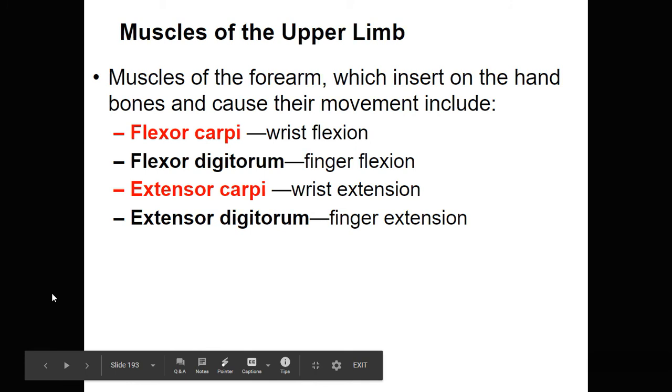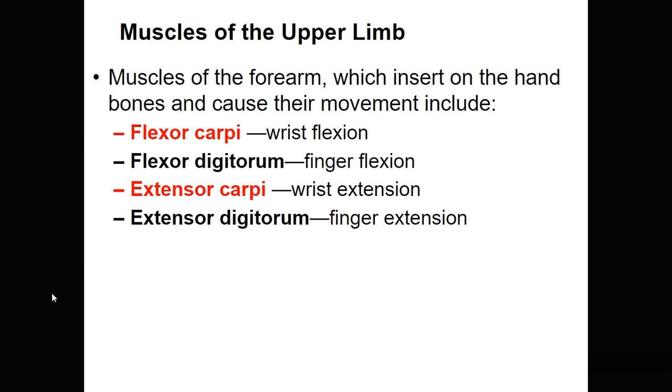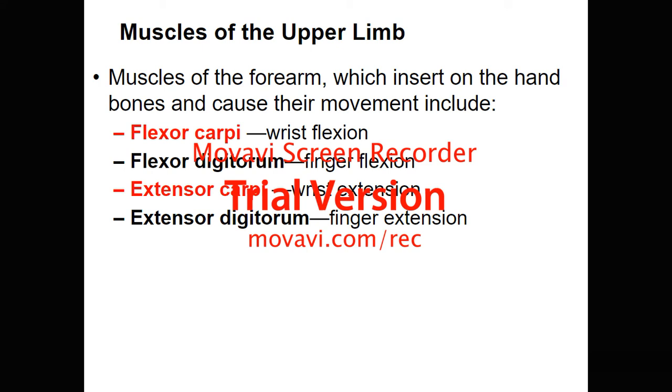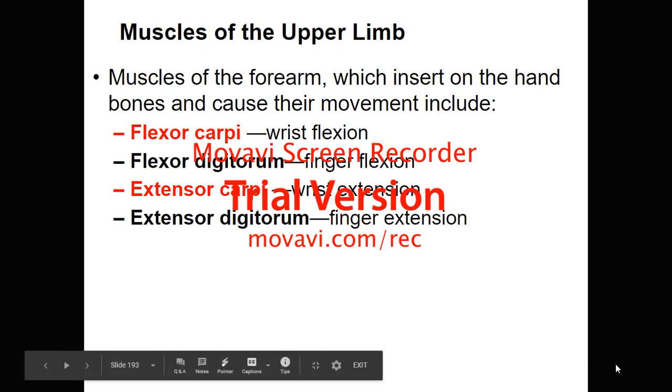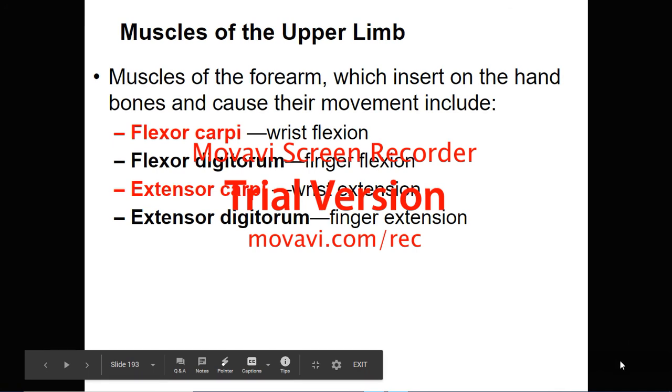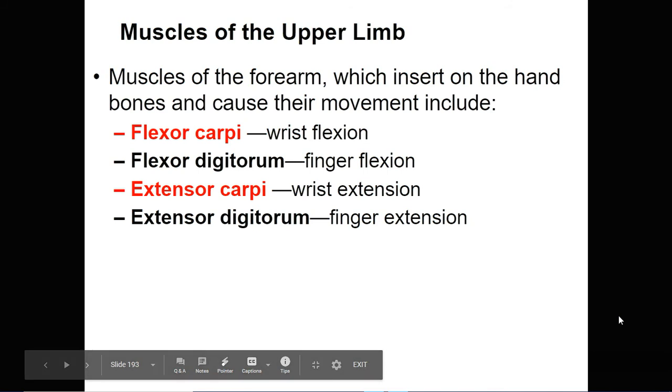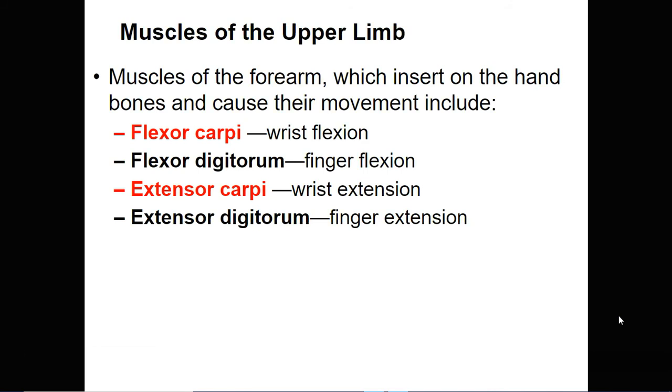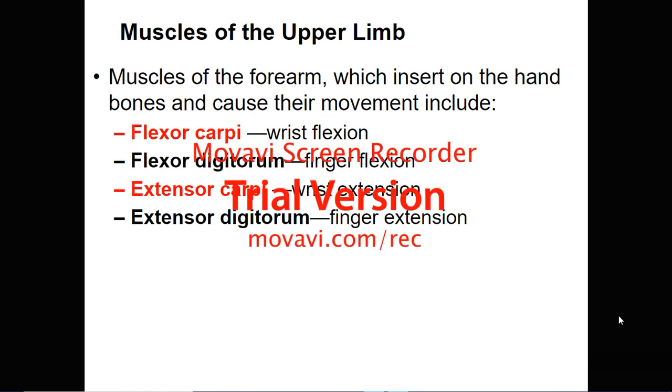All right, muscles of the forearm which insert on the hand bones and cause their movement include the flexor carpi, which flexes the wrist, flexor digitorum, finger flexion, extensor carpi, wrist extension, and extensor digitorum, finger extension.